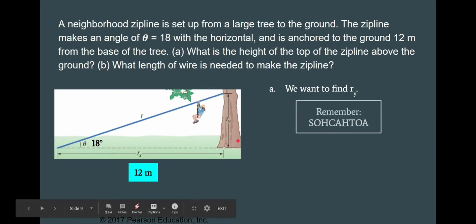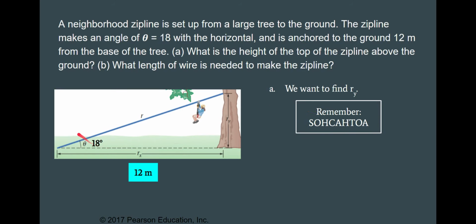Well, to do that, let's remember SOHCAHTOA. And if you're not sure what this is, S stands for sine, C stands for cosine, T stands for tangent. We find the sine by looking at the opposite. So here's our angle. So the sine would be the opposite over the hypotenuse. Well, that would not help us here because we don't know either of these pieces of information. The cosine of this is the adjacent over the hypotenuse. Okay, well, we do know this value, but we're not interested in finding r right now. We want to know this value.